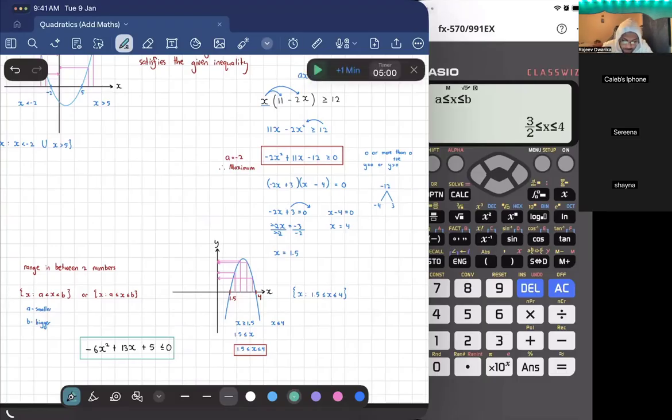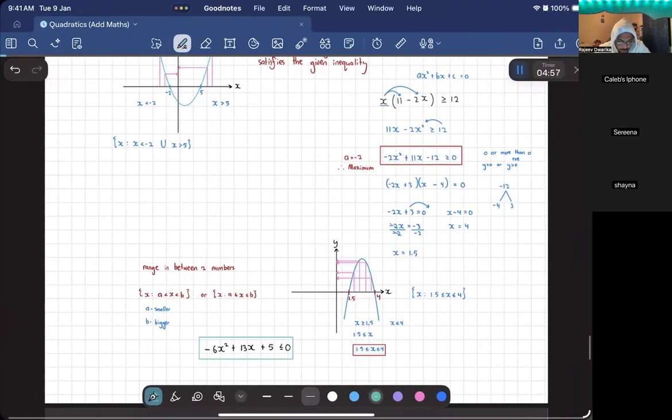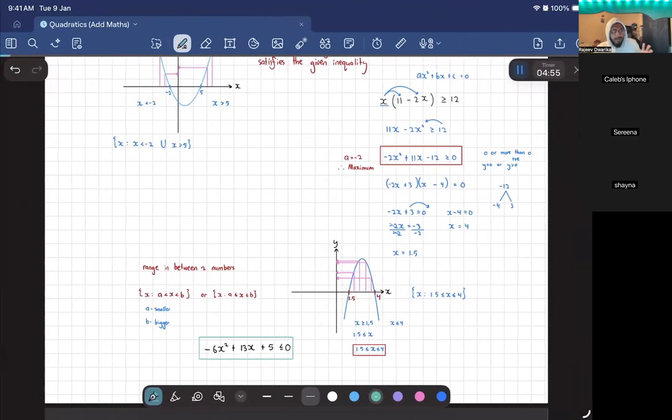So I give you this strictly 5 minutes. As soon as the 5 minutes is up, I'm going to move on and we're going to do the question, and then we're going to move on to rational inequalities. And once we are done with rational inequalities, that's it for inequalities.